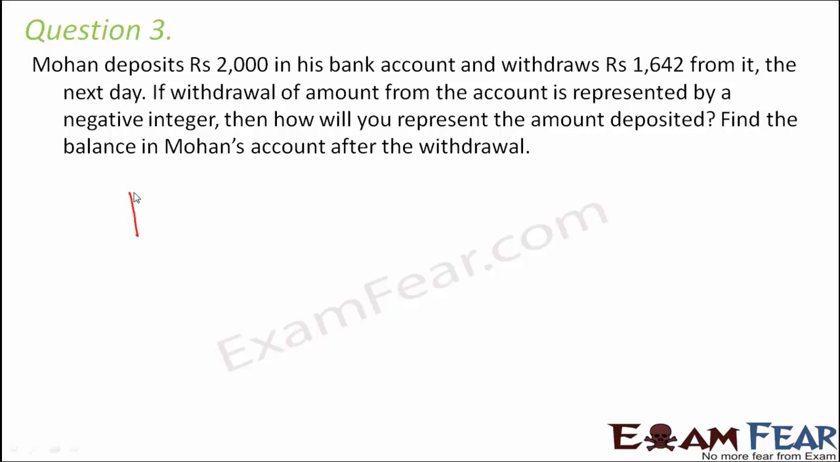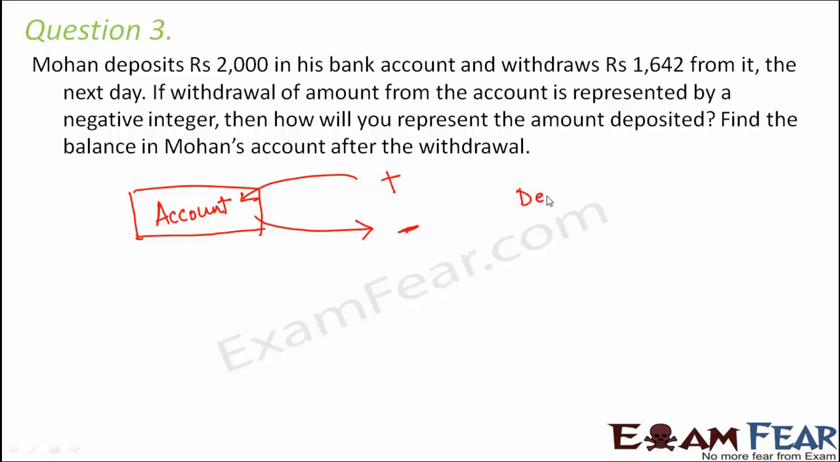So let us say that if this is the bank account, let's say this is Mohan's bank account. So if taking away money from the bank account, which is withdrawal, is denoted by a negative sign, so definitely deposit to the account will be denoted by a positive sign. So the deposited amount will be denoted as plus 2000.